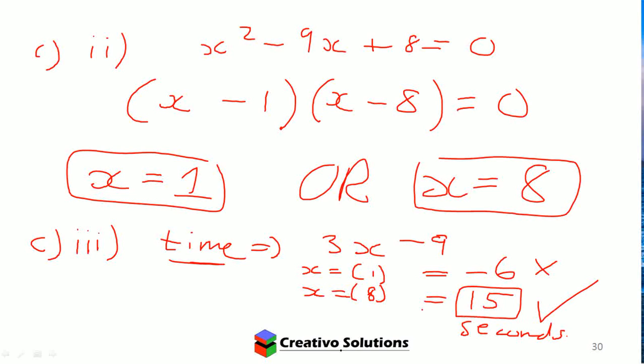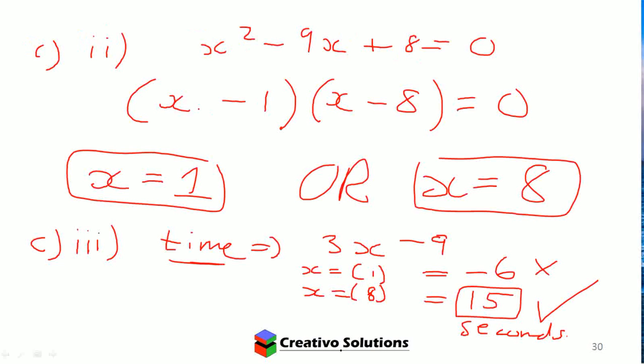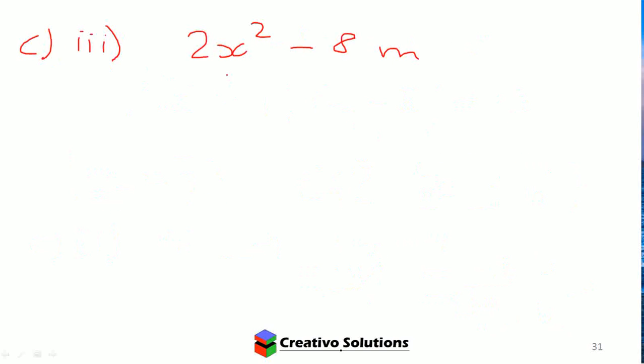And then they asked for the race distance. So the race distance we saw earlier was given by the equation 2x squared minus 8 meters. So again, I know what x is. X can either be 1 or x could be 8. So if x is 1 or if x is 8, what do the answers come out to? So let's check. 1 squared is 1. 2 times 1 is 2. 2 minus 8 gives me minus 6 meters.